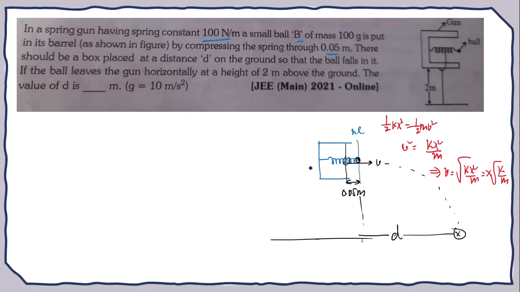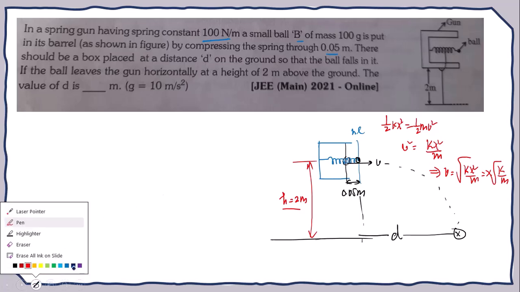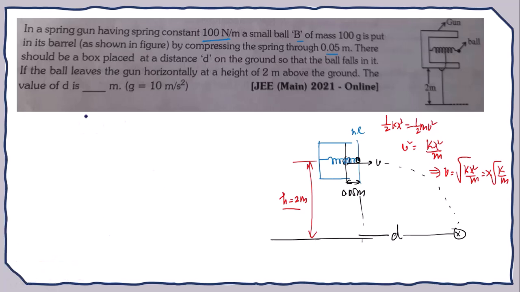It is also given that this is the vertical height, h is given as 2 meter. This is the vertical distance fallen by the ball. From the basic projectile equation, h is the distance traveled in the vertical direction, and since there is no initial velocity in the vertical direction, h equals half g t square. So t should be equal to under root of 2h by g. This is the time taken by the particle to fall on the ground.